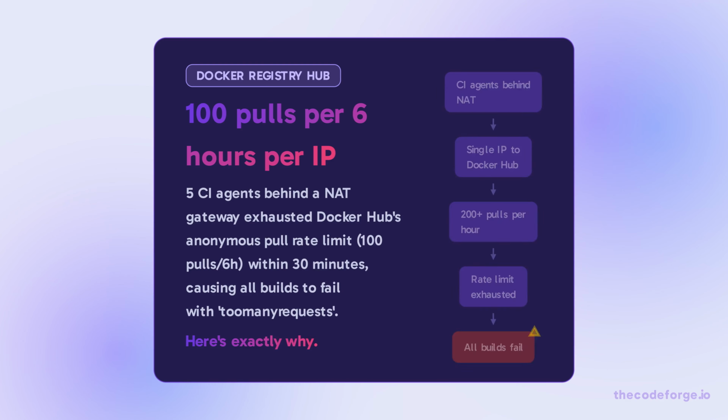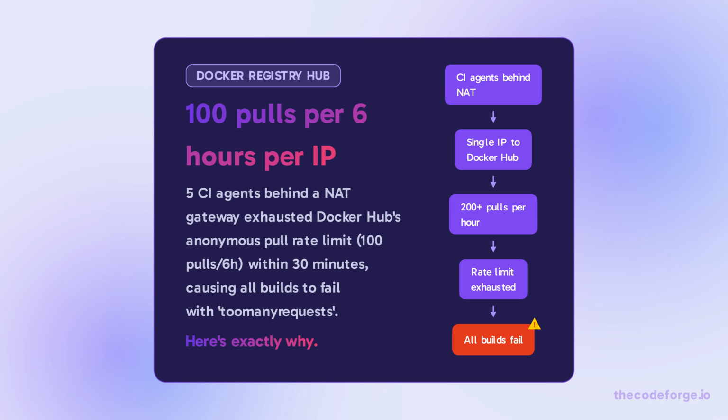Your CI builds just started failing with too many requests. You have reached your pull rate limit. All agents, all repos, all dead. You assume an outage, but Docker Hub is fine. You clear the cache and make it worse. The culprit? 5 agents behind a NAT gateway, all appearing as one IP, burning through Docker Hub's 100 pull limit in 30 minutes. Here's exactly why.